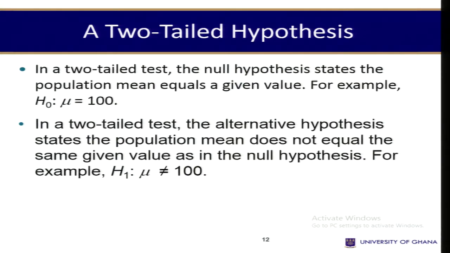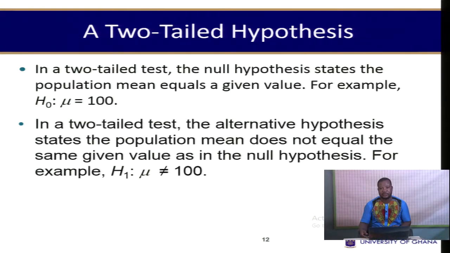So in the two-tailed test, the null hypothesis will state that the population mean equals a given value. For example, that the population mean is equal to 100. That is what a two-tailed test will state. And then the alternative hypothesis will state that the population mean is not equal to 100. So here, all that we are saying is that there will be a difference.